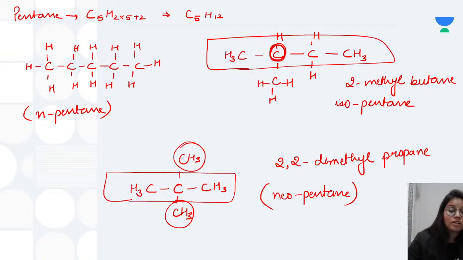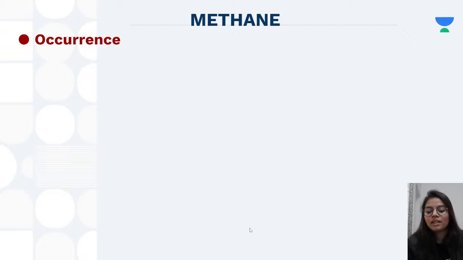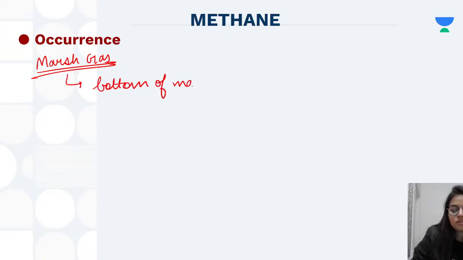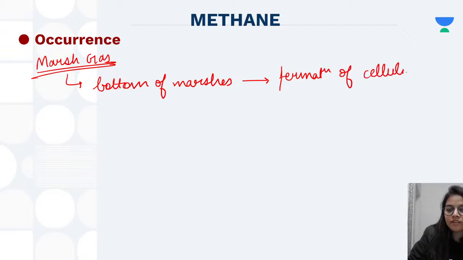Now let's move forward towards the occurrence of methane. Students, if I talk about the occurrence, first of all, methane is also known as marsh gas. Marsh gas is generally found in marshy areas, at the bottom of marshes. And how is it formed? It is formed due to fermentation of cellulose, and there is a special type of bacteria for that. Then it is also present in the air exhaled by animals.